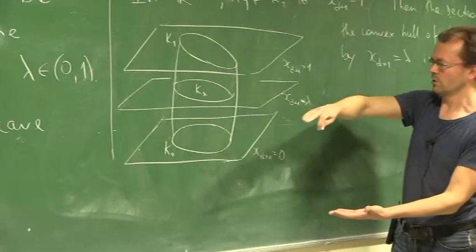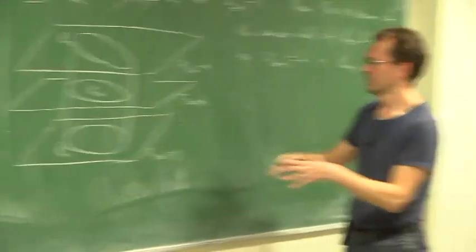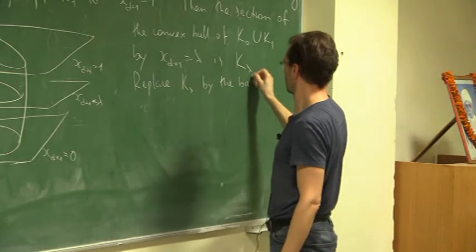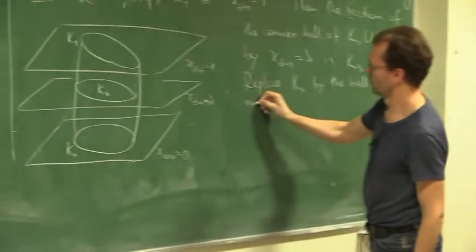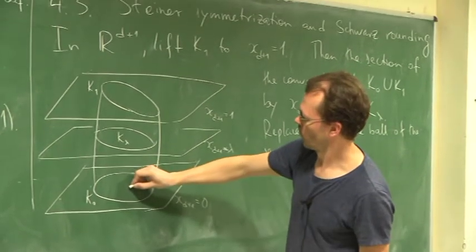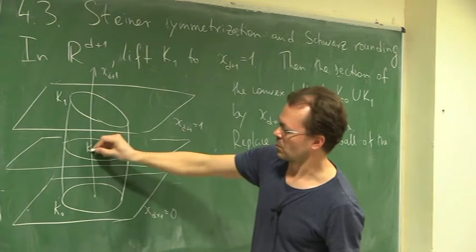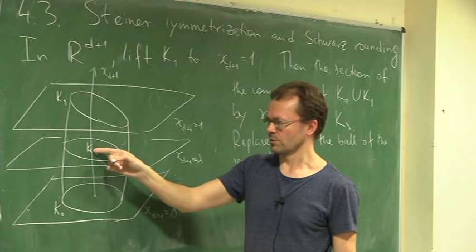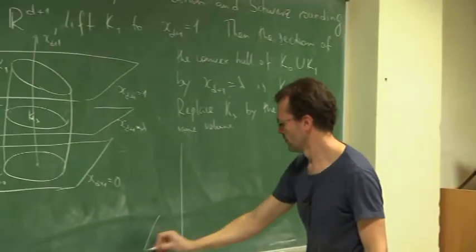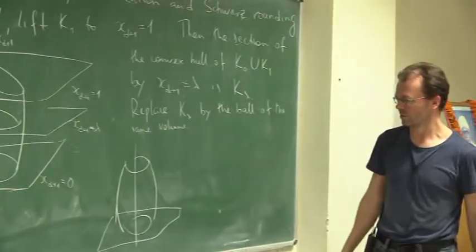Now let us, in every hyperplane x_(d+1) equal lambda, take this K_lambda and replace it by the ball of the same volume, centered at the point on the x_(d+1) axis. So what we get is sort of a body of revolution. Now it really looks like a barrel, you know, things to hold liquids.